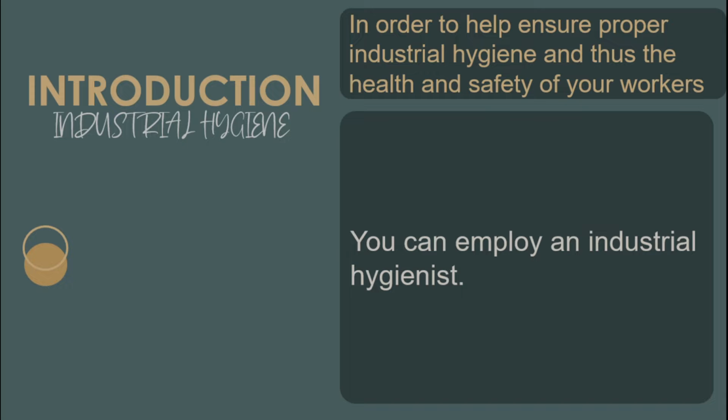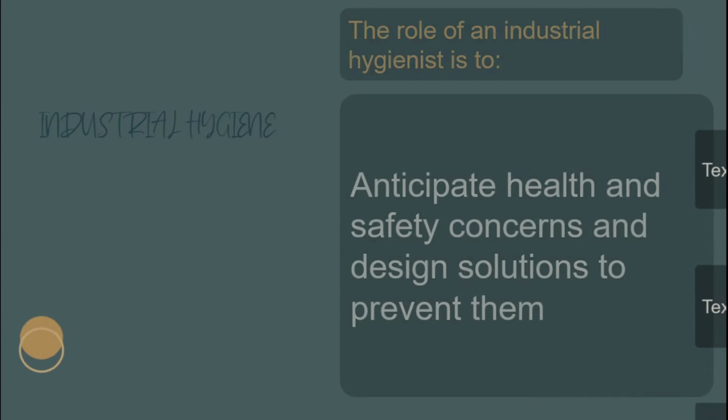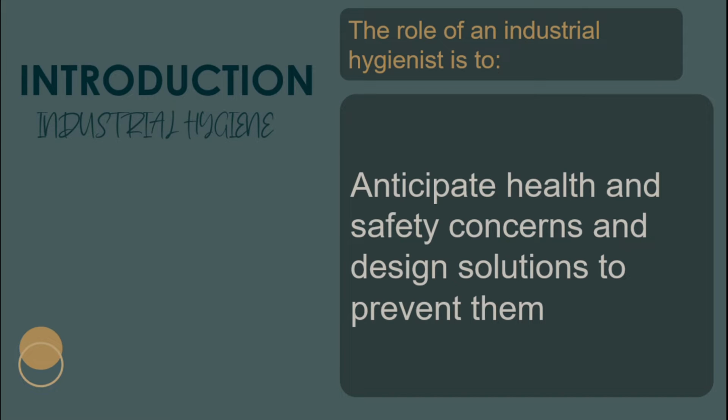In order to help ensure proper industrial hygiene and thus the health and safety of your workers, you can employ an industrial hygienist. The role of an industrial hygienist is to anticipate health and safety concerns and design solutions to prevent them. They are the guardians of workplace safety, applying science to identify and solve health and safety problems. Industrial hygienists also unite management, workers, and all segments of a company behind the common goal of health and safety.